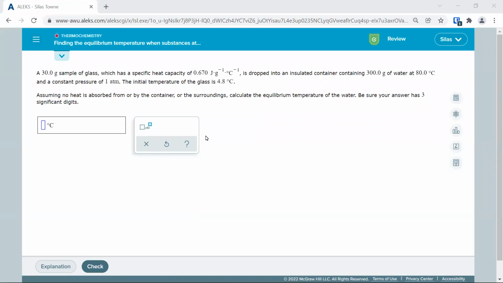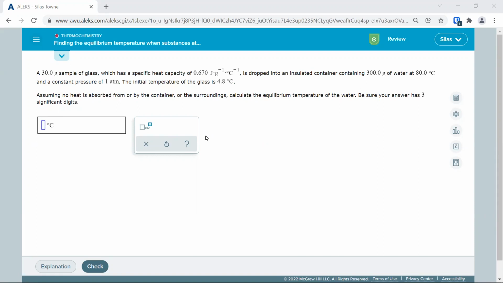Okay, in this question, we're looking at calorimetry essentially. What is the equilibrium temperature when substances at different temperatures are combined? And so we have a coffee cup calorimeter here. We're putting something into water and there's a temperature change. Now, the goal here is to find that final temperature, which is the trickiest version of these, right?